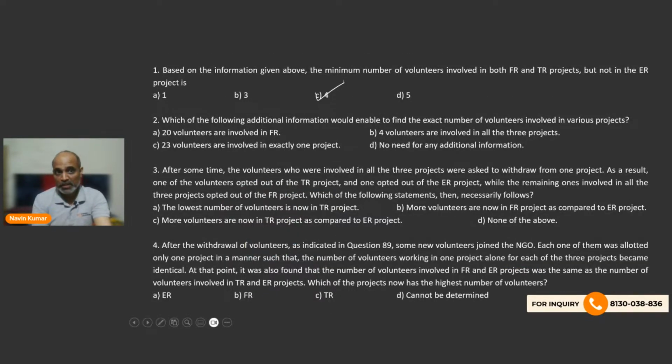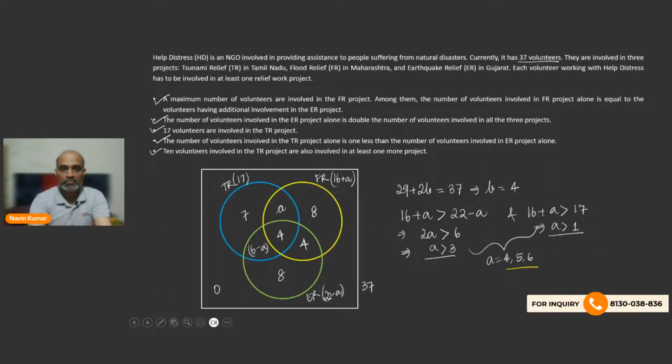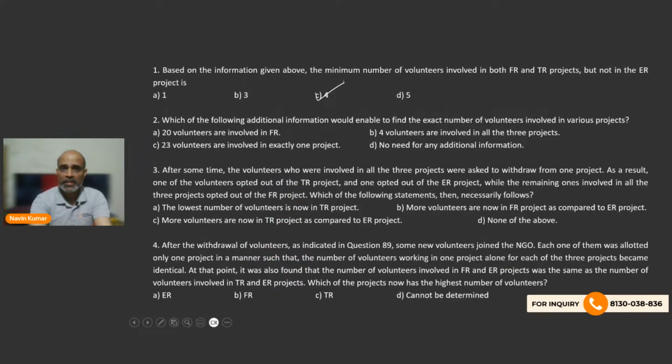Next question. Which of the following additional information would enable us to find the exact number of volunteers involved in various projects? In other words, which out of these 4 statements will help us figure out the value of A uniquely? First option, 20 volunteers are involved in FR. So if I say 16 plus A is 20, will that help us find out? Yes. That's it. You don't have to further check it.